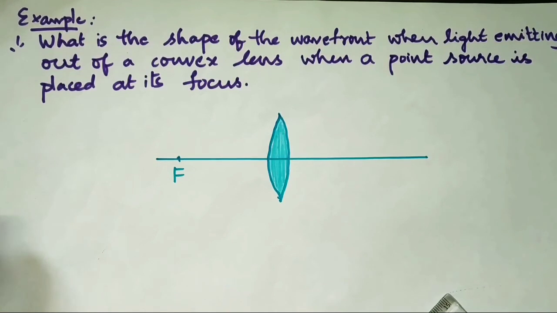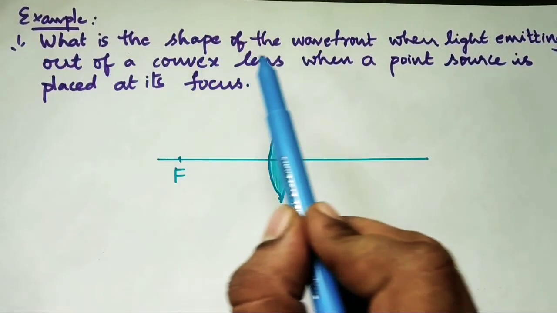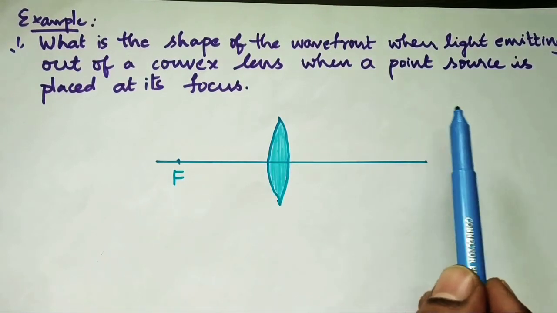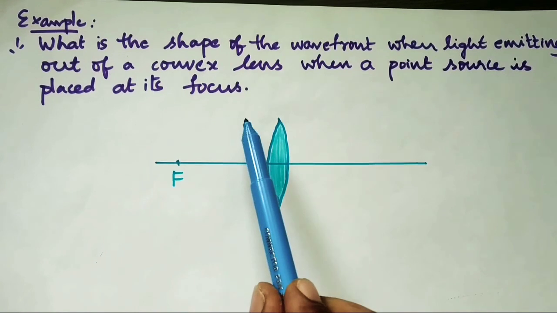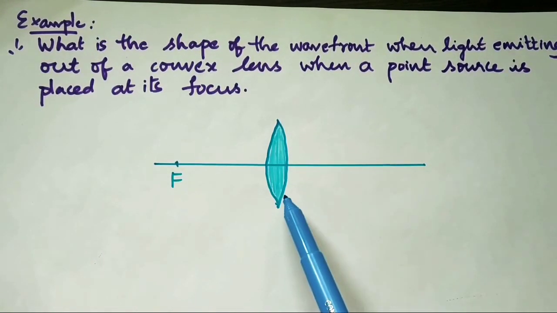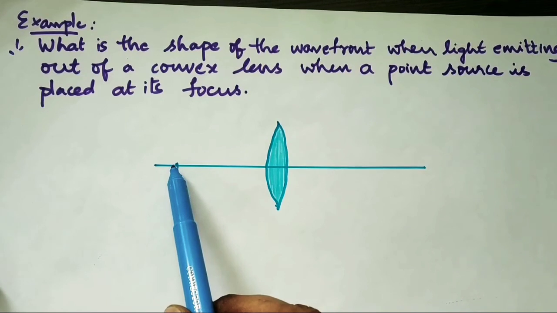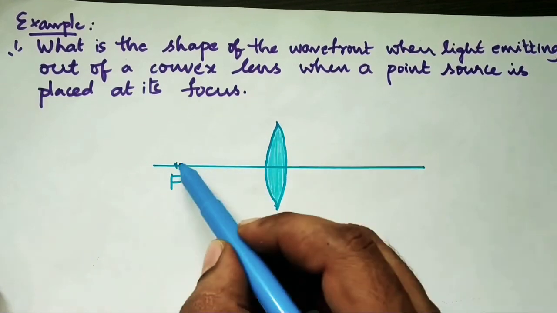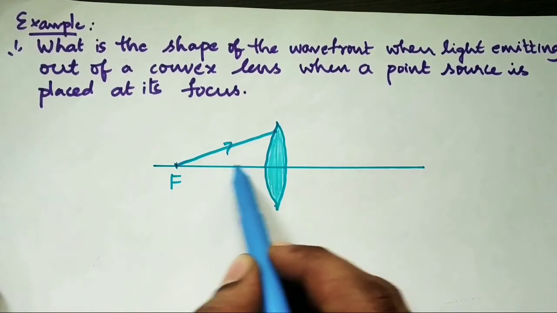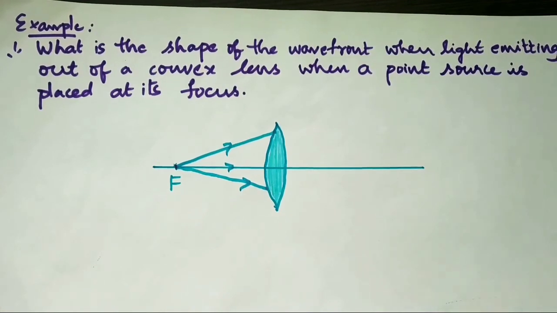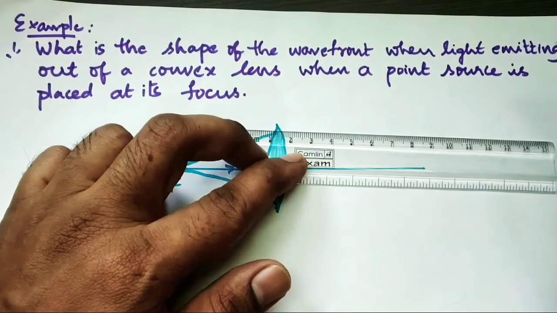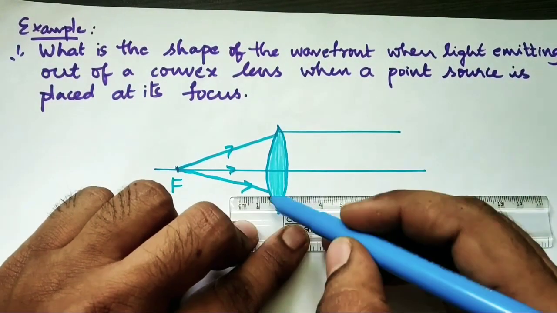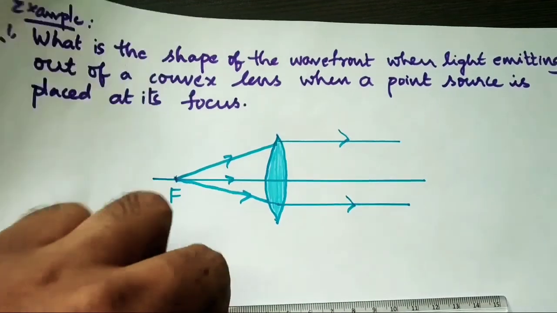Let's see some examples. First one, what is the shape of the wavefront when light emerges out of a convex lens when a point source is placed at the focus? So this is a convex lens and a point object is placed at the focus here. We know when the object is placed at the focus, image forms at infinity. So let us first draw the incident light rays from here to the convex lens. And after coming out of the convex lens, the light ray would travel parallel to the principal axis like this. So they are the refracted light rays, or emergent light rays rather say. So these are parallel, right?